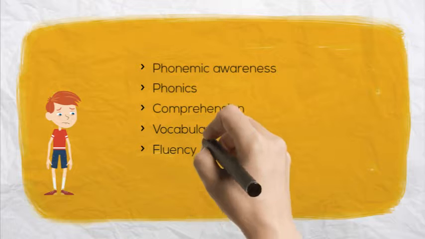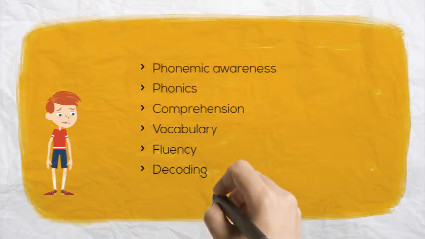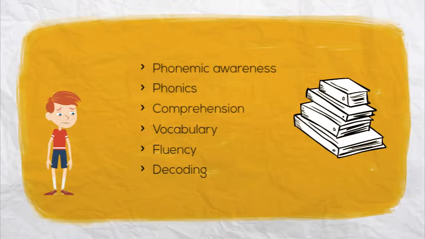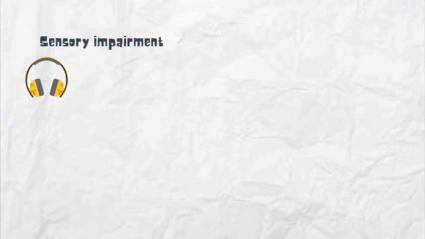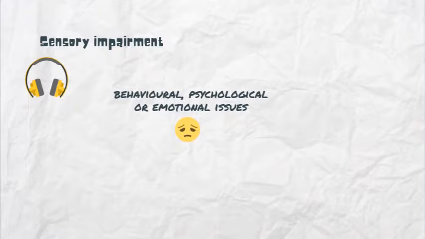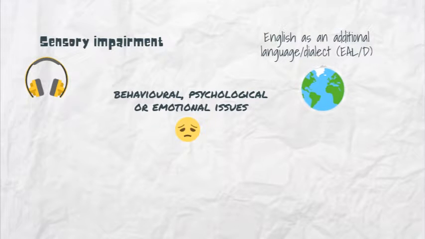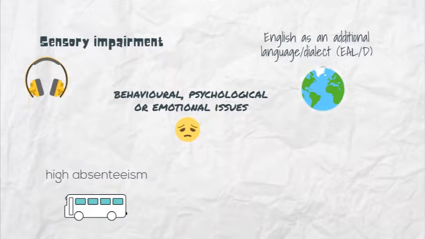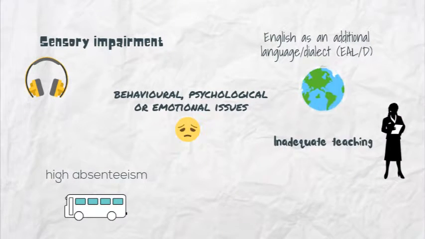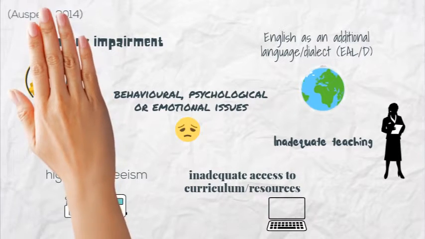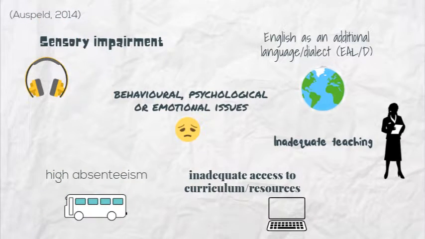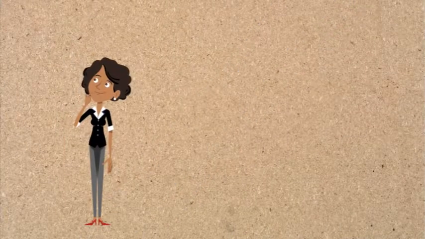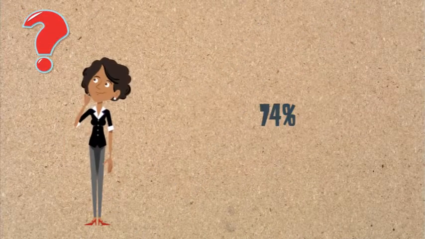Reading difficulties can be the result of a range of reasons, including factors such as sensory impairment, severe behavioural, psychological or emotional issues, English as an additional language or dialect, high absenteeism, inadequate teaching, and/or inadequate access to the curriculum and resources. If left unidentified, 74% of students with a reading difficulty at the age of 9 will continue through high school reading below the average reading grade.